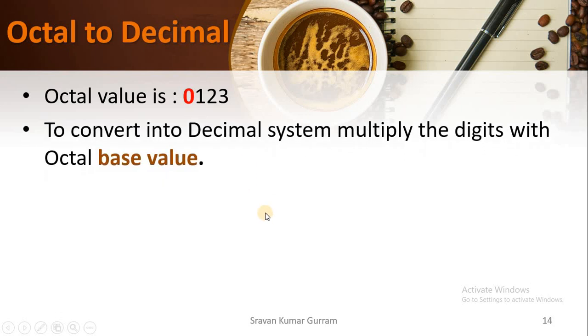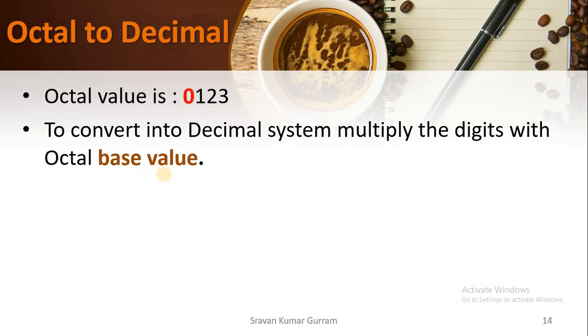Then how to convert any number system value to the decimal number system? This is the common procedure. The rule is, to convert any other number system to the decimal number system, we need to multiply the digits of that number system with the base value of that particular number system. With this example that will be clear. In this example we are using the octal number system. So we need to multiply all the digits with the octal number system base value.